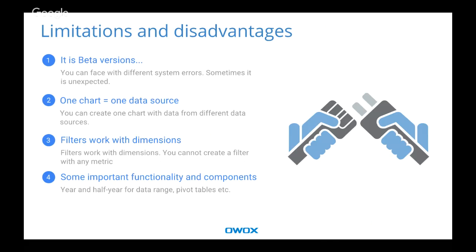What is a big lag, as we think, is the absence of pivot tables. We hope they will be added soon. There is no public information about when it will happen and how, but we really hope and are looking forward to it. And you cannot currently use segments set up in Google Analytics. But all other functionality that we described works well.